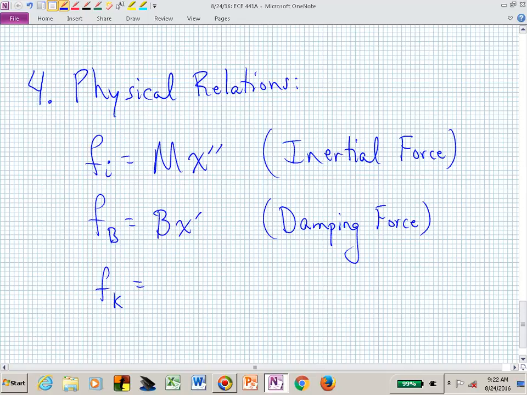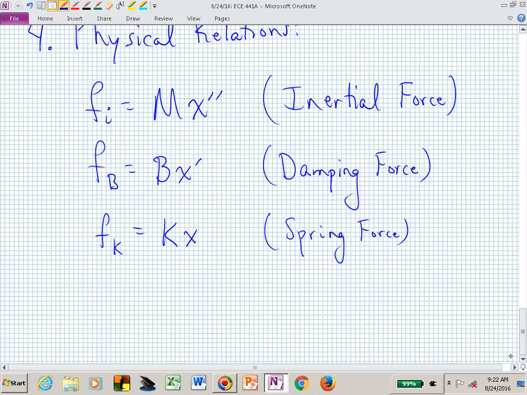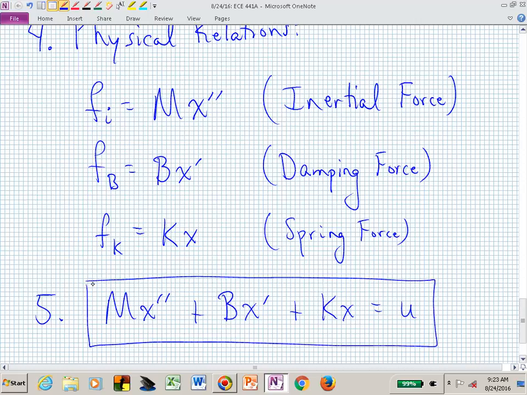Now the spring force is the spring constant times the distance. And that you've probably seen before, Kx. This is the spring force. And now we're finished. We have the equations of motion. We just need to put them all together. We put F sub I, mx double prime, plus F sub B, which was bx prime, plus F sub k, which was kx, equaling u. And that's the equation that governs the dynamical behavior of that mass spring damper system. Mx double prime plus bx prime plus kx equal u.